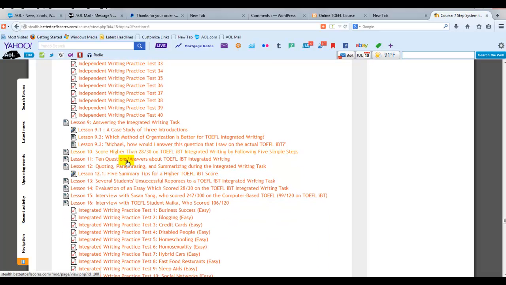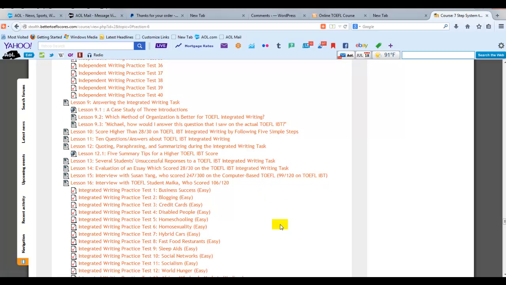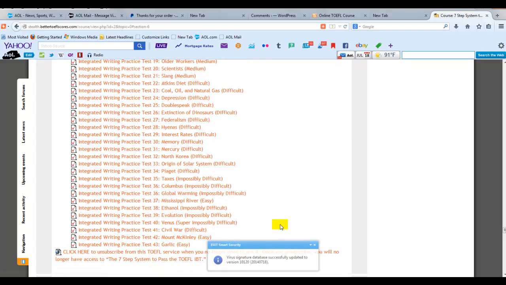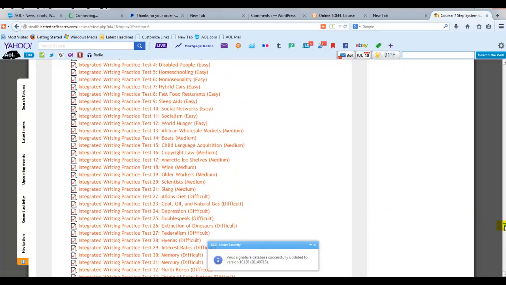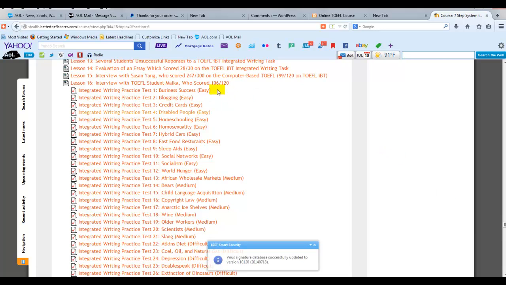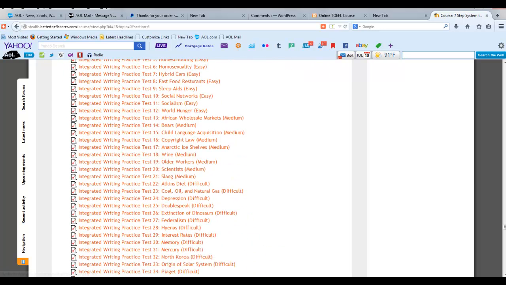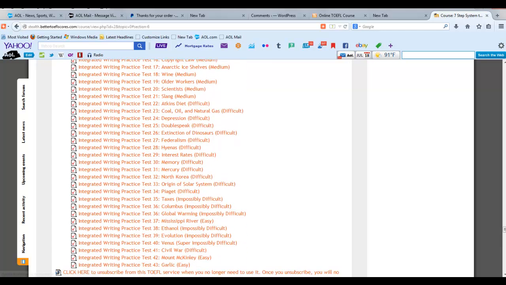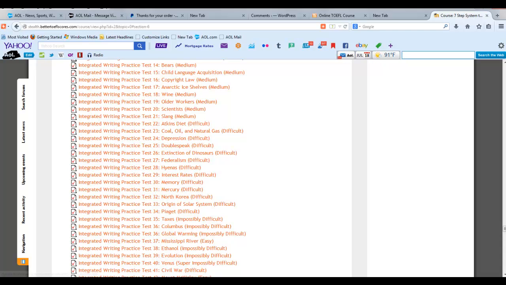Right now, I also have a series of integrated writing lessons, and then I have, as you can see, more than 43 different integrated writing practice tests. And here, I do have them categorized according to level. You might try, for example, 2 or 3 of the easy integrated writing practice tests. Then you can try the medium. These are probably closer to TOEFL level. And then difficult, my difficult integrated writing practice tests, these are above the TOEFL difficulty. So if you take my difficult ones and then you take the TOEFL IBT exam, you'll find the writing section easy.